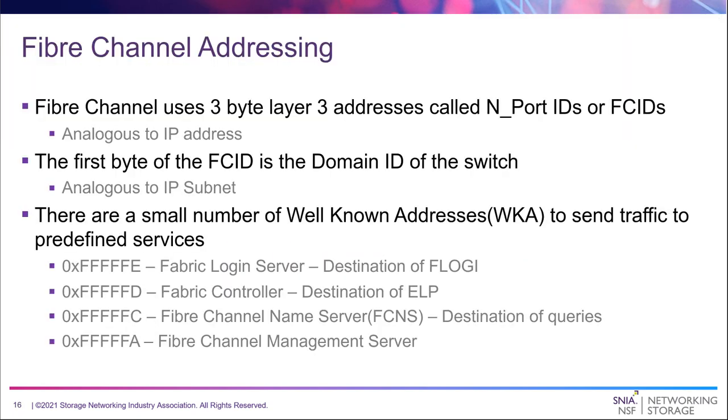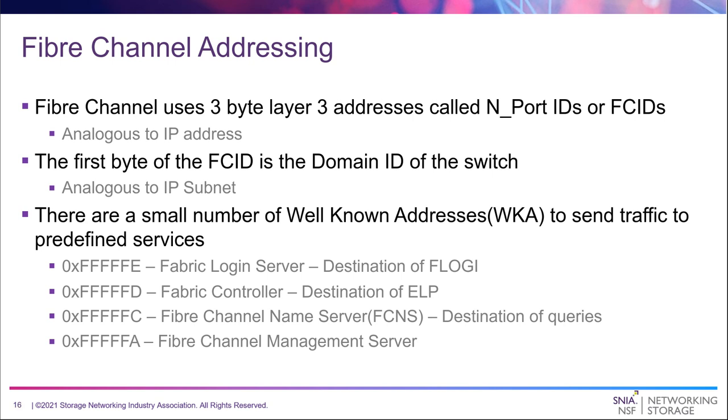Thanks, Ed. So Fibre Channel addressing uses a three-byte layer of addresses for end port IDs, or Fibre Channel IDs, and these are somewhat analogous to IP addresses. Obviously, there are hardware level addresses, which are the port worldwide names that Ed was describing, and then there are the fabric addresses, which are the equivalent of IP addresses. The first byte of which is the domain ID of the switch, so you can think of that as an IP subnet comparison.